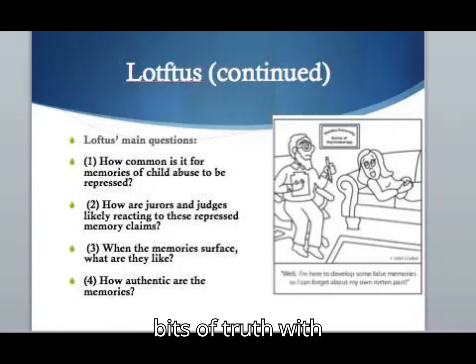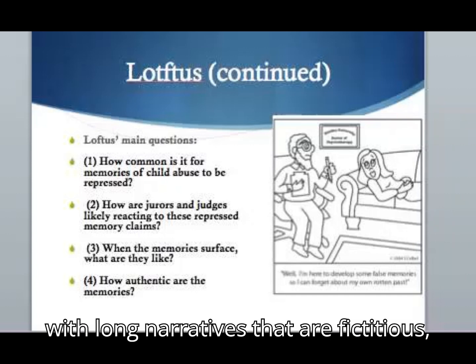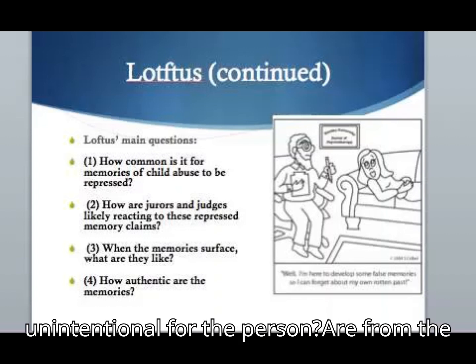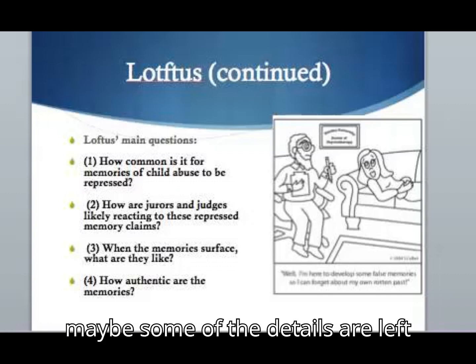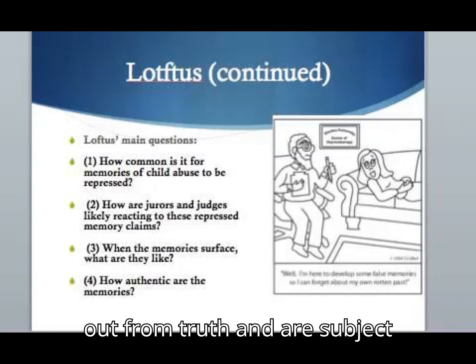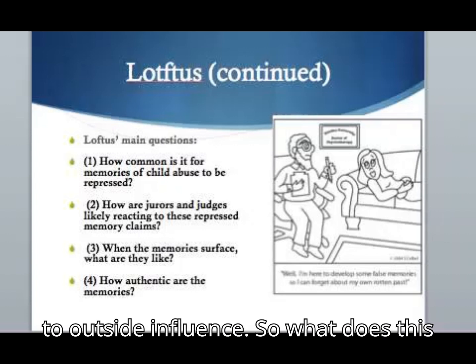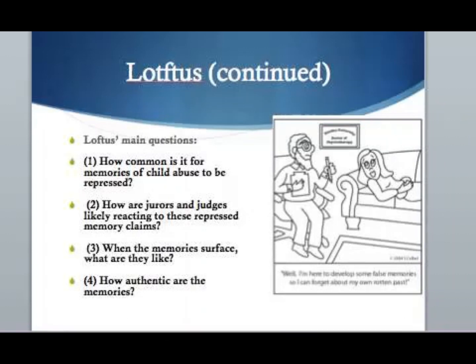Do they have bits of truth with long narratives that are fictitious, whether that's intentional or unintentional on the part of the person? Or are they mostly true, and maybe some of the details are left out from the truth and are subject to outside influence? So what does this tend to look like?